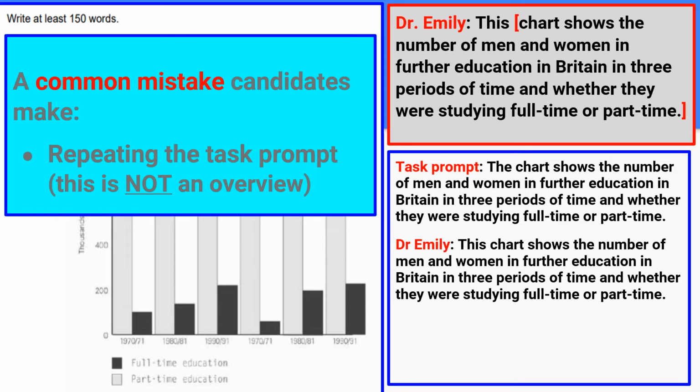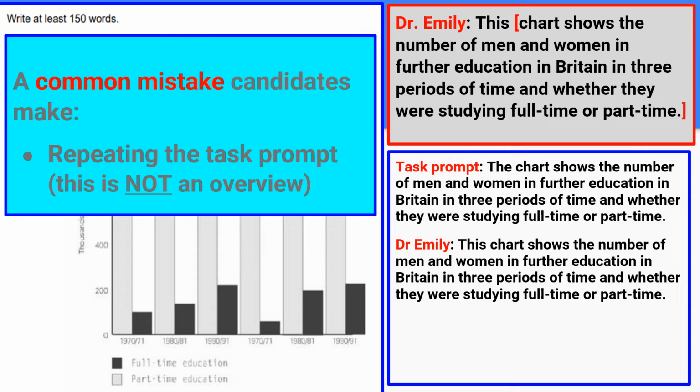I want to talk about a common mistake that test takers make in IELTS Academic Writing Task 1. Test takers often think they're writing an overview when what they're actually doing is writing a description of the diagram or chart. It's common for test takers to begin Task 1 by basically restating the question. When I began to coach Dr. Emily on writing Task 1, I realized she was doing this. Instead of writing a clear overview, she was just repeating what the diagram was about, often lifting her words directly from the actual Task 1 question.